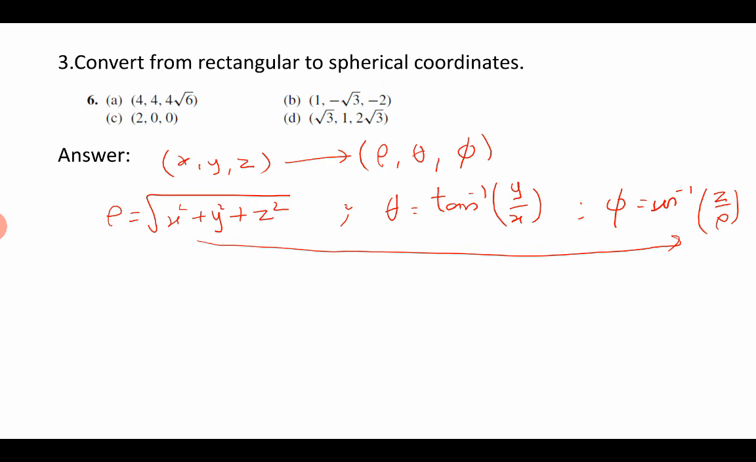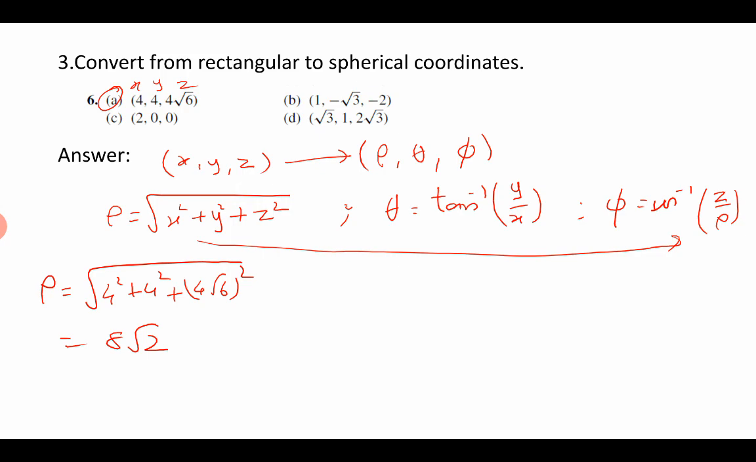Fine. What is the choice of problem? Case 3. Shall we go with A? Okay. Our choice is A. This is x is 4, y is 4, z is 4 times root 6. So this is the square root of 4 squared plus 4 times root 6 squared, plus 4 squared. Use a calculator and your answer will be 8 times root 2. And now we will find theta.